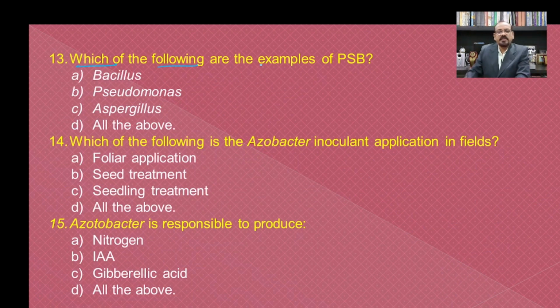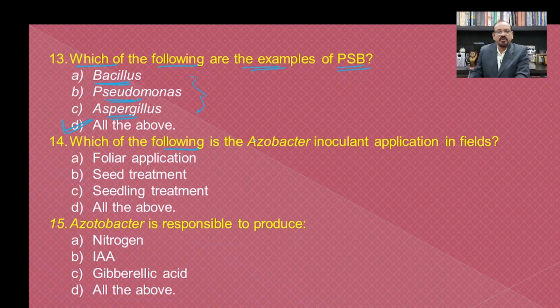Which of the following are examples of phosphate solubilizing bacteria? Number one, Bacillus. Number two, Pseudomonas, and number three, Aspergillus. If you see all these three, these are different phosphate solubilizing microorganisms, and hence all of the above become the answer for this question.